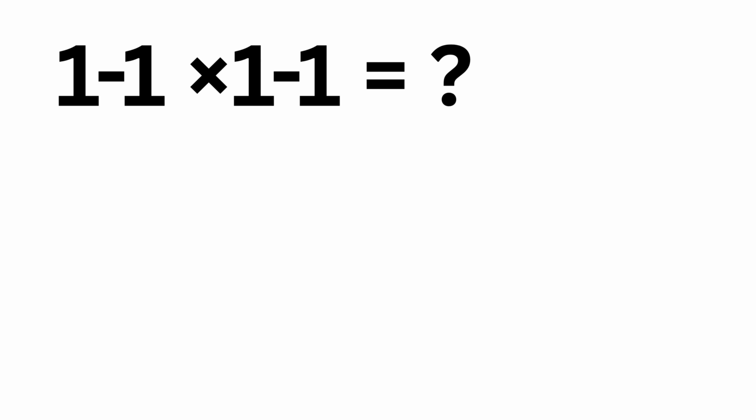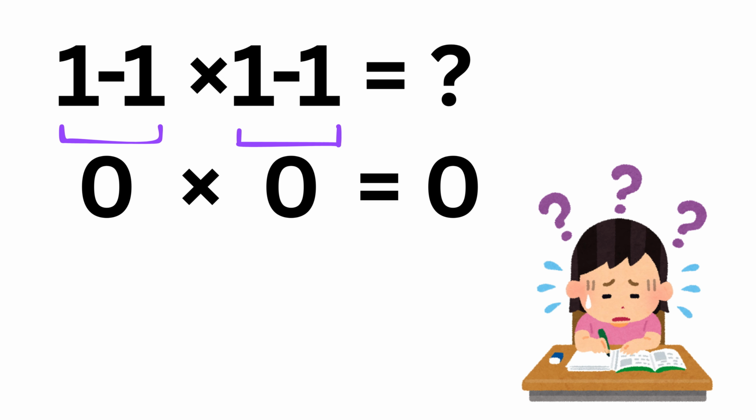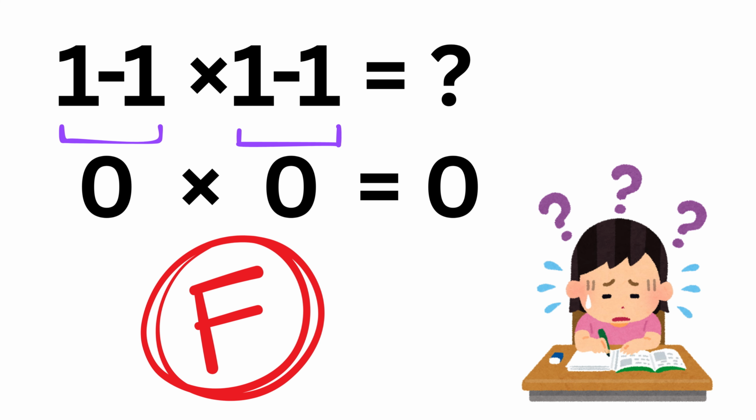1 minus 1 times 1 minus 1. 1 minus 1 gives us 0, and 1 minus 1 again is equal to 0, and 0 times 0 gives us 0. If you got this answer, then the marks you get in the exam is also 0.